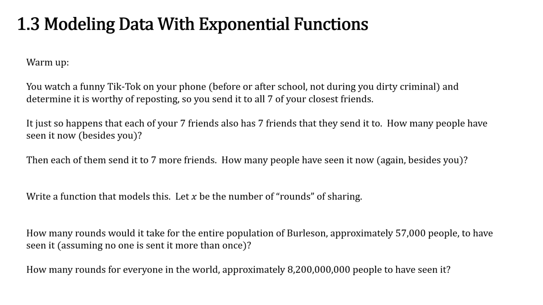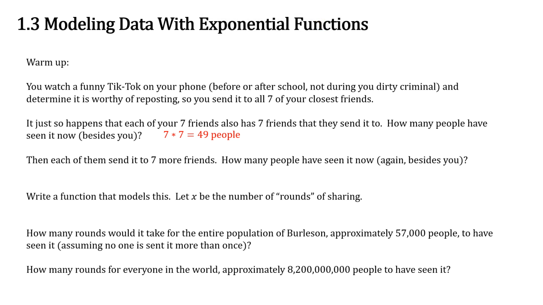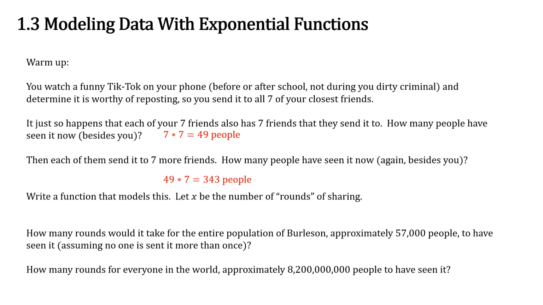So now we would have 7 times 7, 49 people. Each of them sends it to 7 more friends. How many have seen it now? 343 people. So this is just increasing. x is the number of rounds. After 2 rounds, this was 7 squared, then 7 to the third. So after x rounds, we get 7 to the x.